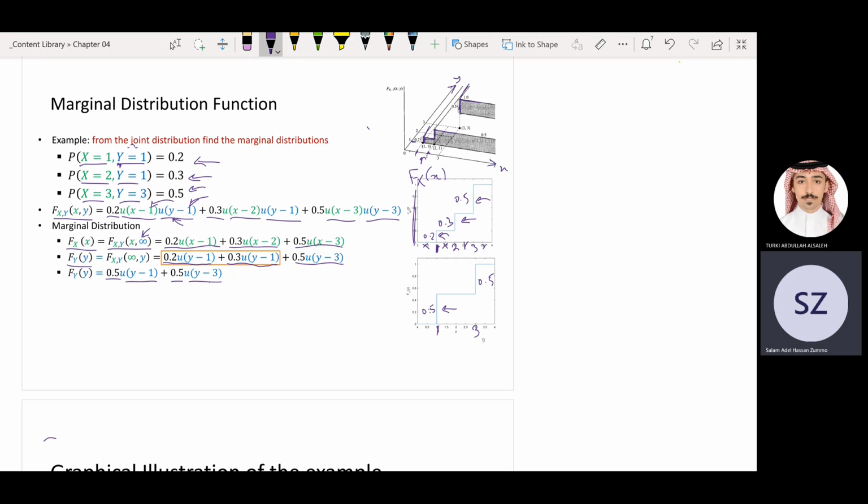For y, when you look from this direction, you will not see these details. Right? You will see it as one big step equal to 0.5 and another one equal to 0. Any question?